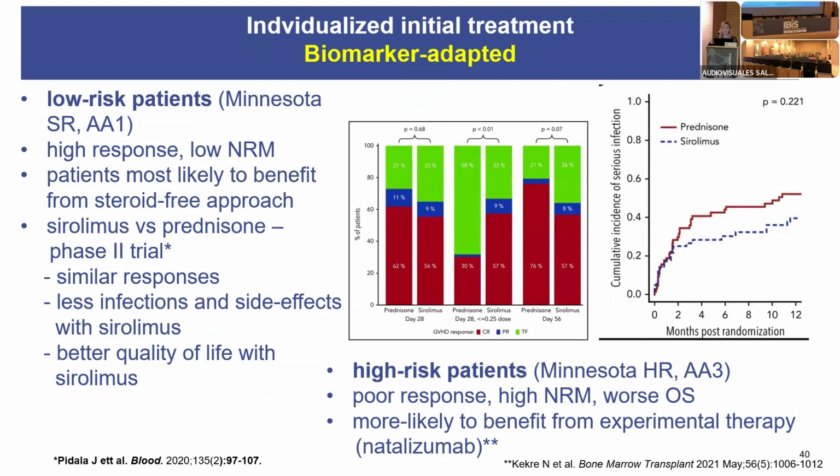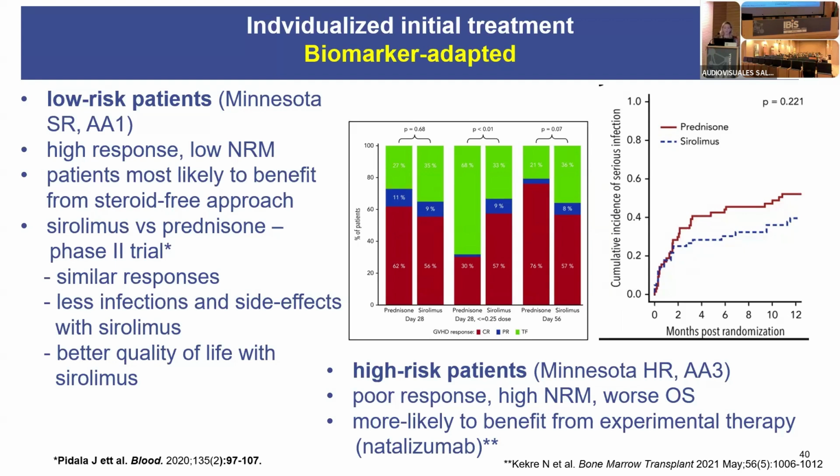So how would individualized, biomarker-adapted treatment look? Low risk patients, then standard, and then high risk patients. So Minnesota standard risk or A1 would be the low risk patients, and Minnesota high risk and AA3 would be the high risk patients. And these are the patients that I mentioned at the beginning. So, let's say, overtreated patients and undertreated patients, because we have proof that those low-risk patients, and this is a phase 2 trial of sirolimus versus prednisone, exactly this group of patients most likely benefited.